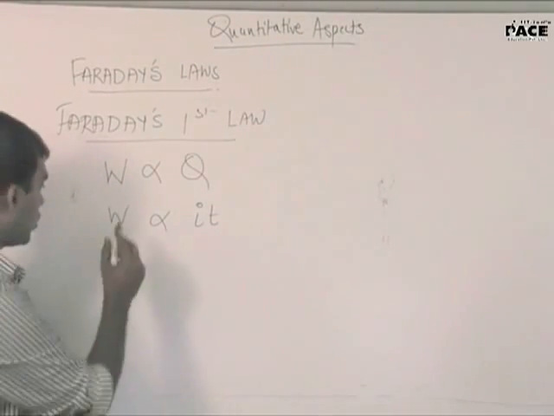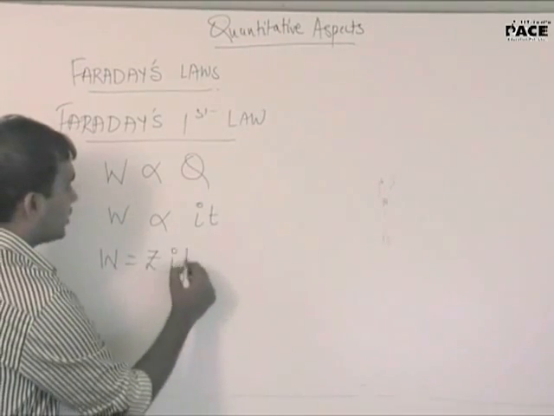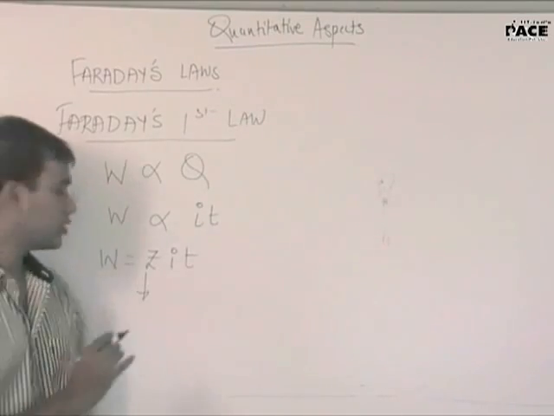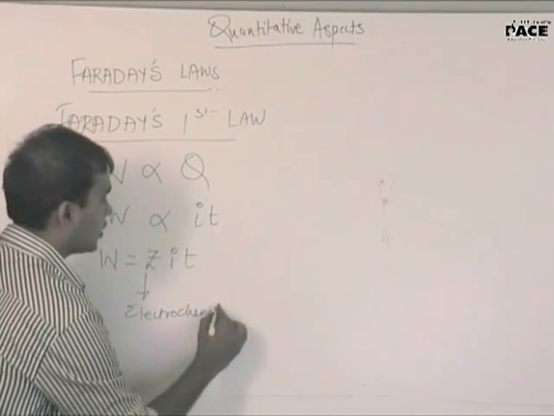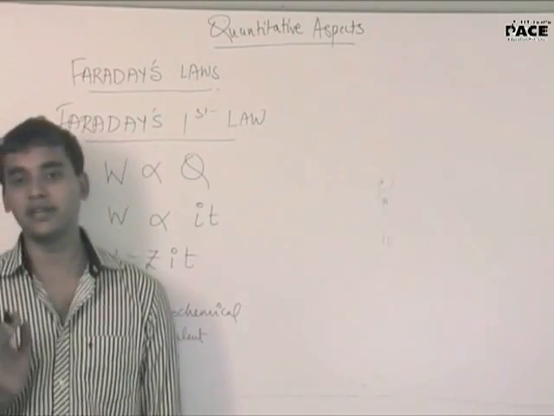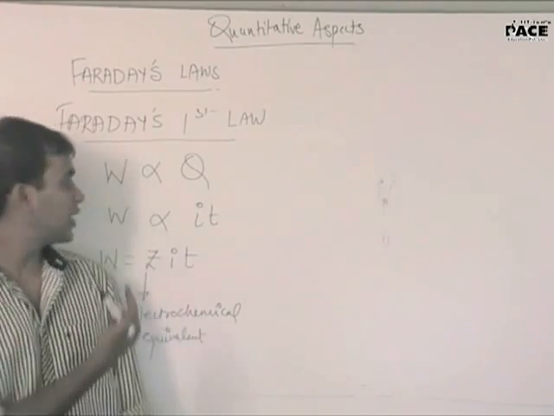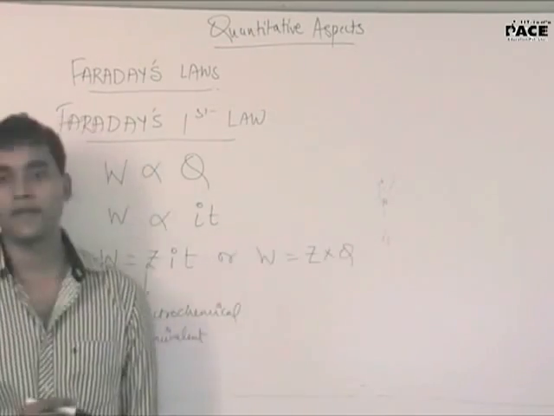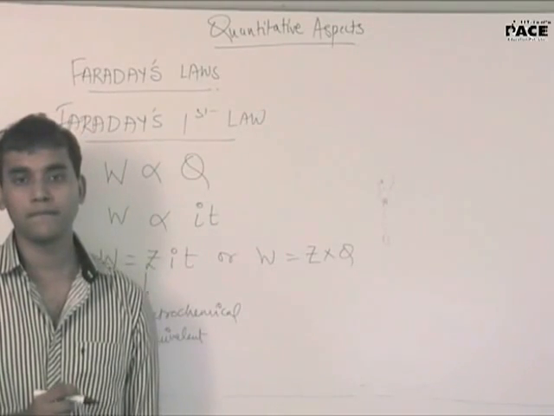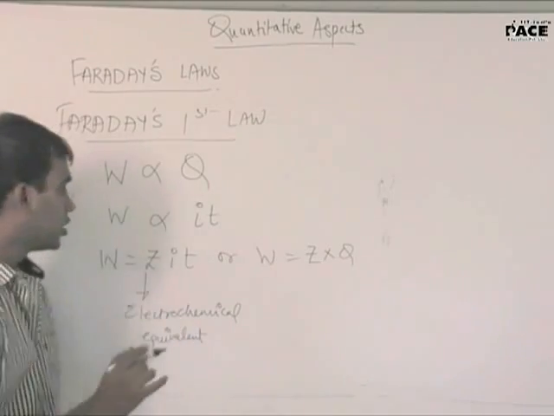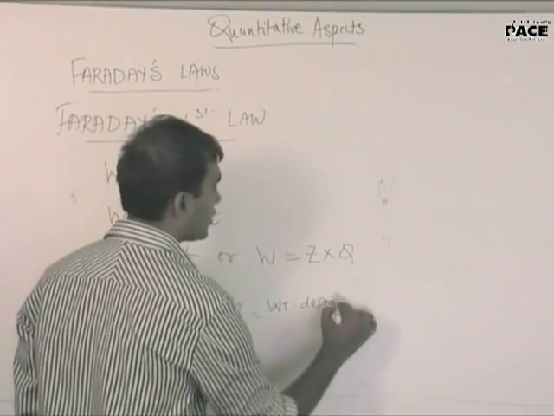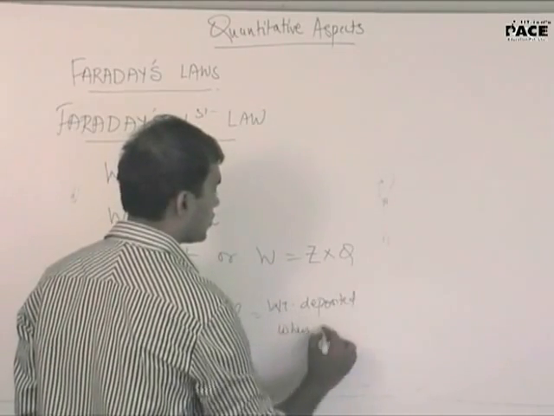Yes, sir. So this proportionality constant came out to be something known as Z, or electrochemical equivalent. So if I ask you what is Z, can someone define just by looking at the equation what will be Z? Weight deposited when 1 coulomb of charge is passed. Yeah. So I can say this is nothing but weight deposited per 1 coulomb of charge transfer.